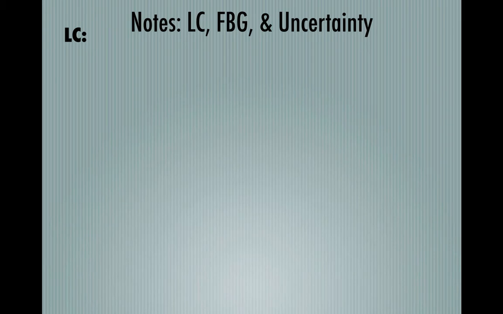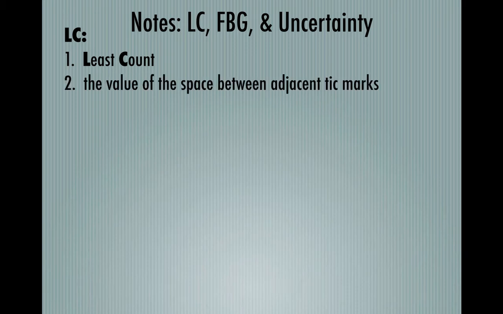We're gonna go in order. So least count is what we're gonna talk about first. We just write it LC because it's quicker. And what does that mean? Okay, so when you look at an instrument, there's a space between the tick marks, and it's in that space that you make a guess. So the space means something.